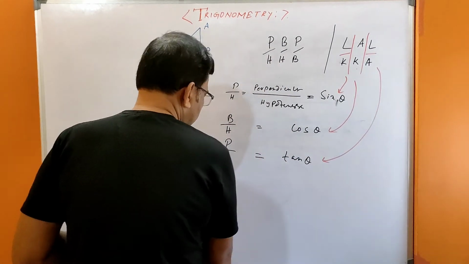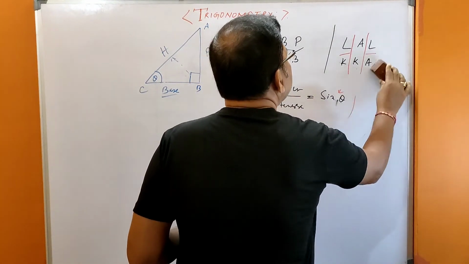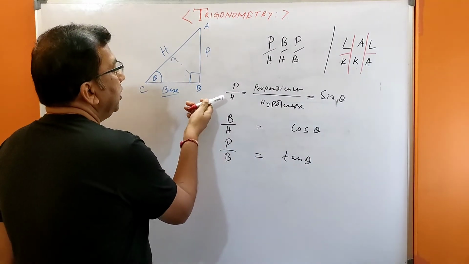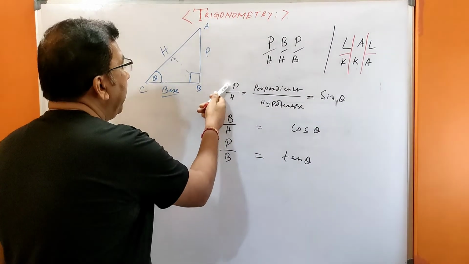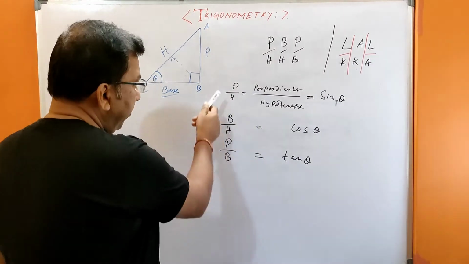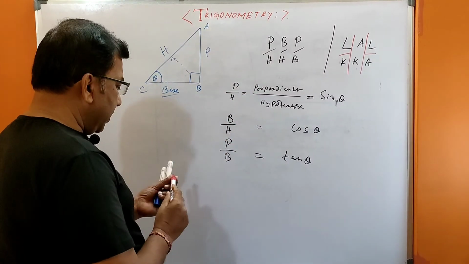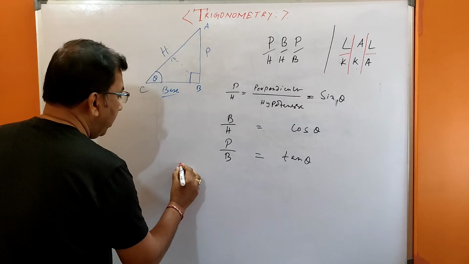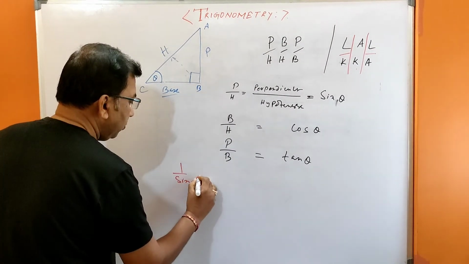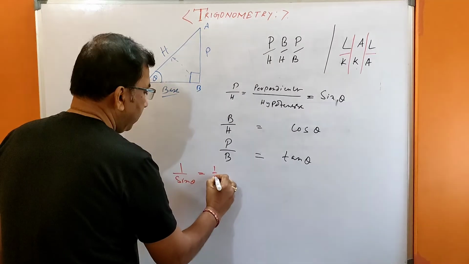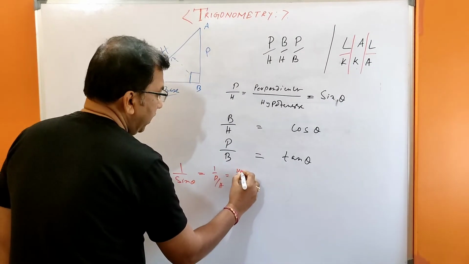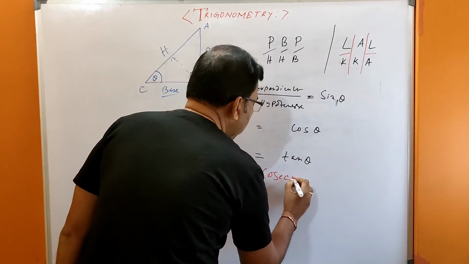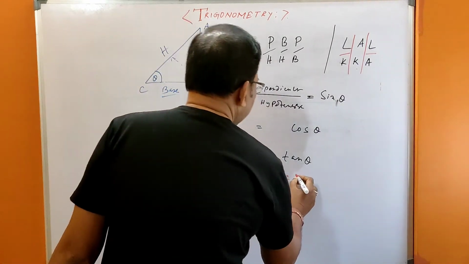Now if you go to the reciprocal, this is H by P, that is 1 by P by H. This is the reciprocal of this relation. 1 by P by H, that is 1 by sin theta, equals H by P, which is cosec theta.